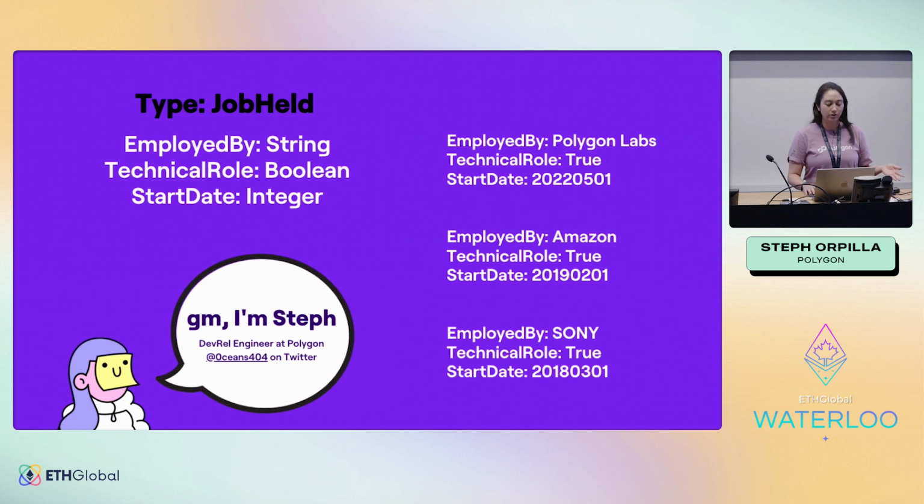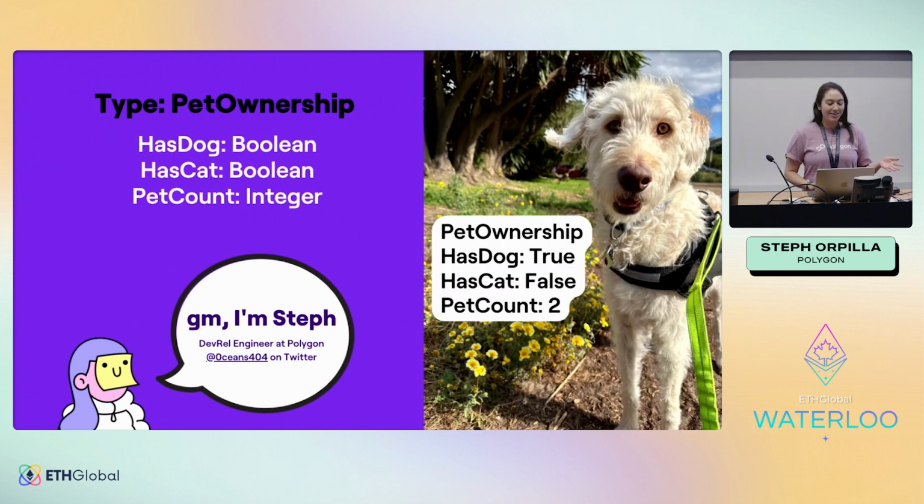This is another type of credential, pet ownership. This is my dog, Teddy. So has dog could be a Boolean field. This would be true. Has cat for me is false. I'm allergic. But pet count is 2. So you know I have at least 1 dog and my pet count is 2, so it's a little mysterious.